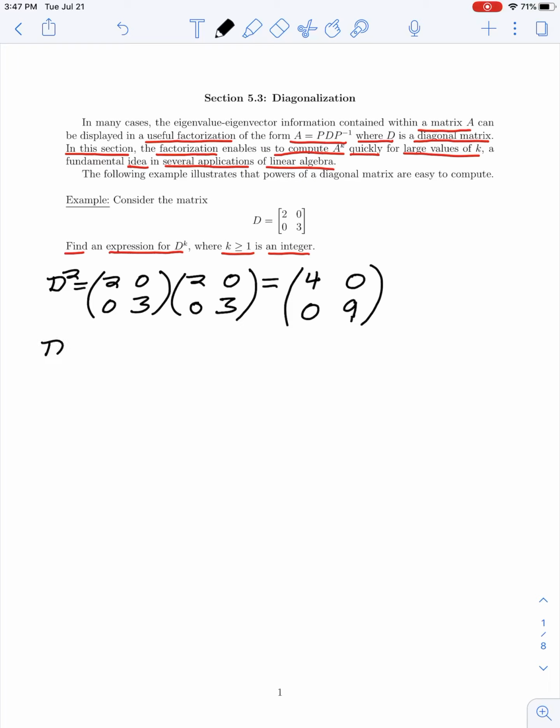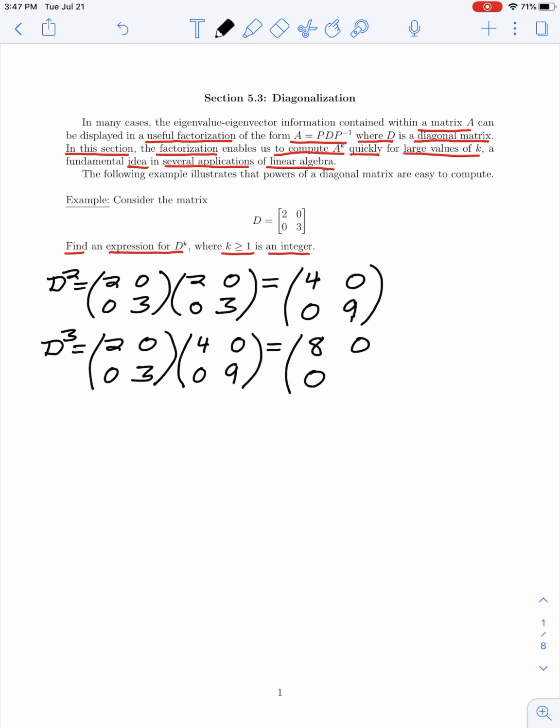So computing D to the third power, we would have the matrix D, which was 2, 0, 0, 3, which we're then multiplying by D squared, which we just found to be 4, 0, 0, 9. So we get a 2 by 2 matrix where our first row, first column entry would be 8. First row, second column is 0. Second row, first column is 0. And second row, second column is 27.